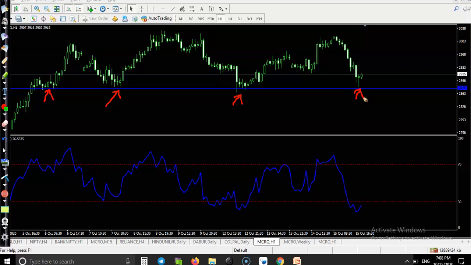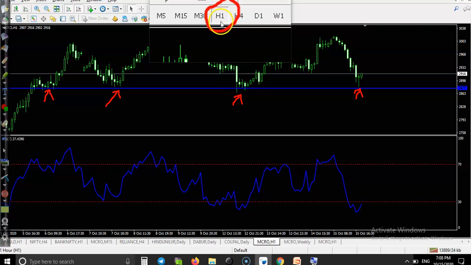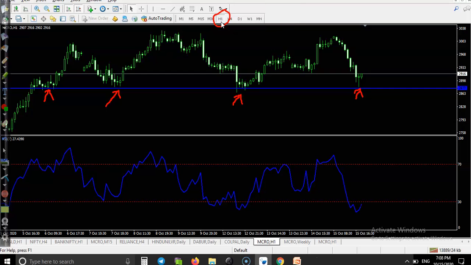Now in this area we will focus on RSI divergence. Right now I'm using the H1 chart. Have you seen it? This is the H1 chart I'm using. Now in the H1 chart it's not showing divergence. Have you seen? Right now I can see price is staying below 30. Now what will we do?